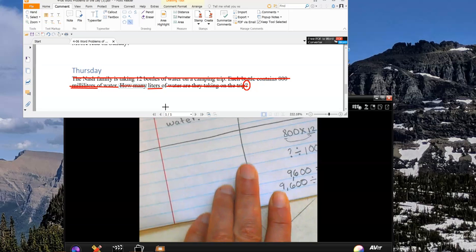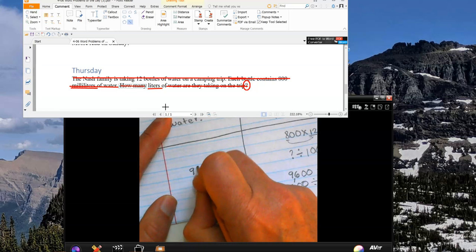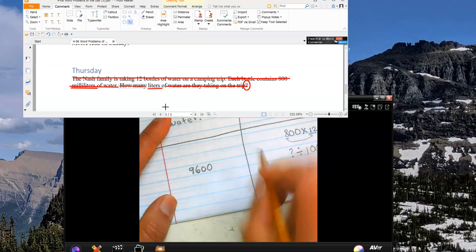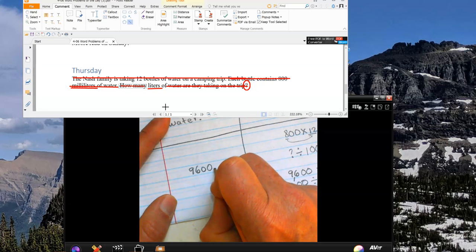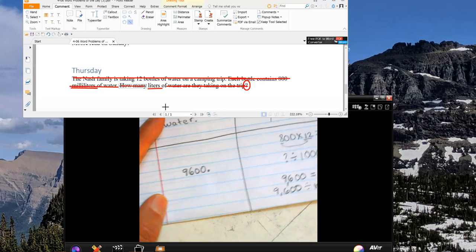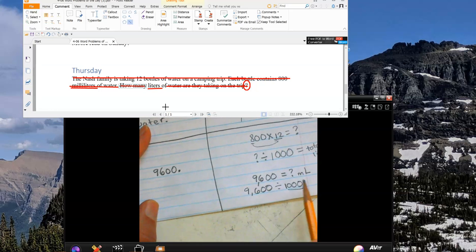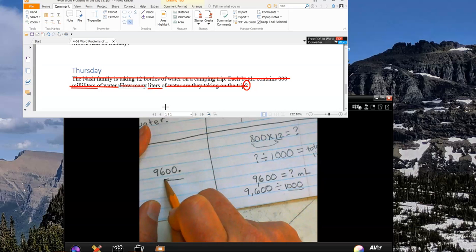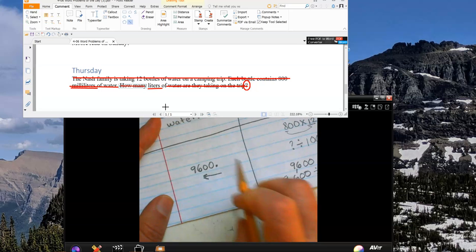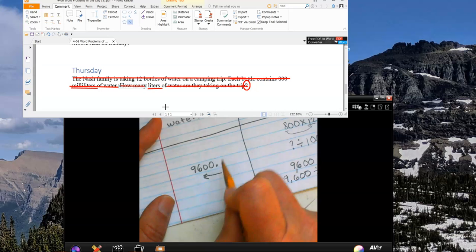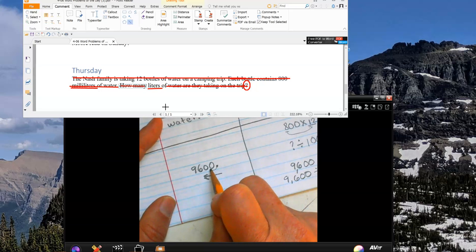So I'm going to do that over here. I'm going to take 9,600, get rid of the comma so it doesn't confuse me. I'm going to be putting a decimal at the very end of the number. And again, I'm going to be dividing, so I'm moving the decimal to the left. The number of spaces I'm going to move the decimal to the left depends on the number of zeros I have here. 1, 2, 3. So I'm going to be moving that decimal over to the left 3 spaces. So I'll go 1, 2, 3.